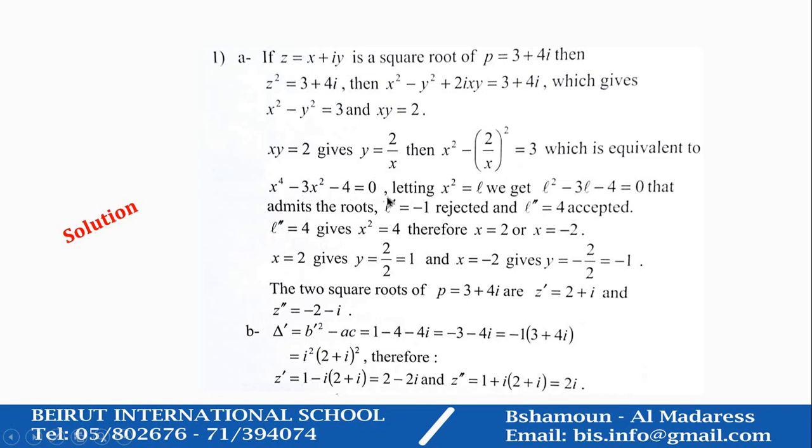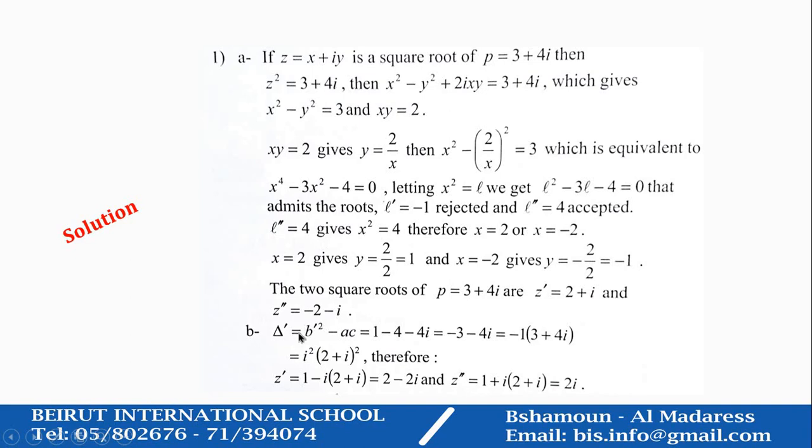By substitution, you end up with this equation. You let x squared be L, you find L, the negative value is rejected because L is x squared, the positive value is accepted, and you end up with x squared equal to 4, which means x is 2 or minus 2. Find the corresponding values of y. So we end up with two complex numbers that are the square roots of 3 plus 4i. One is 2 plus i, the other is minus 2 minus i.